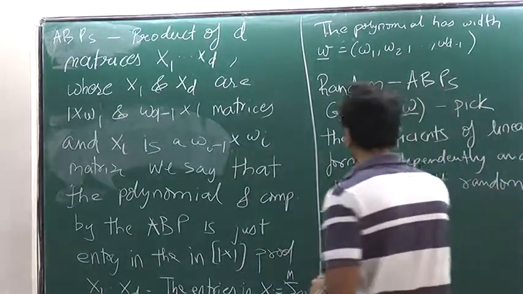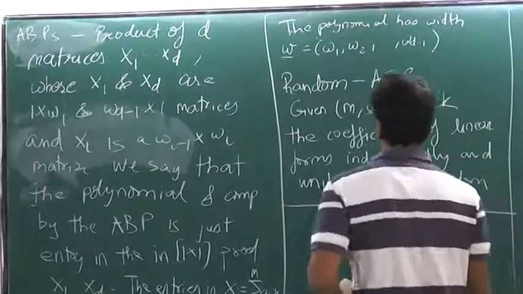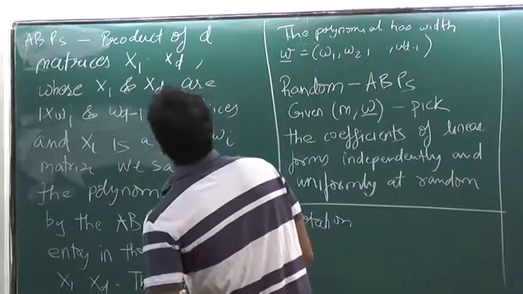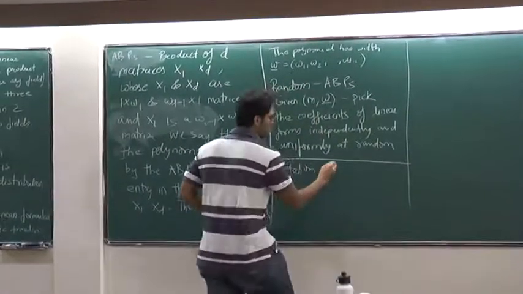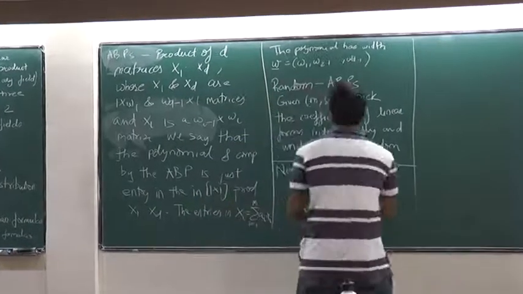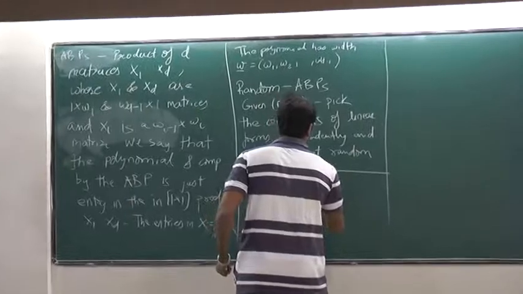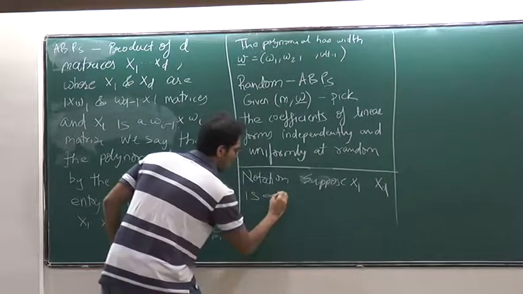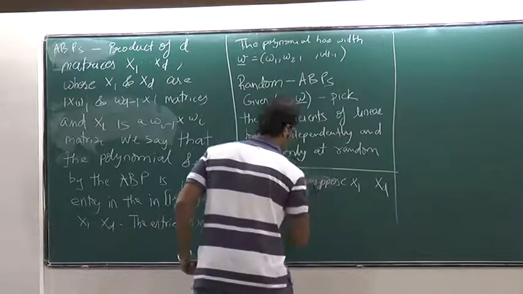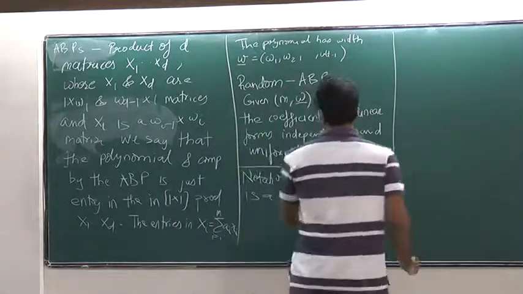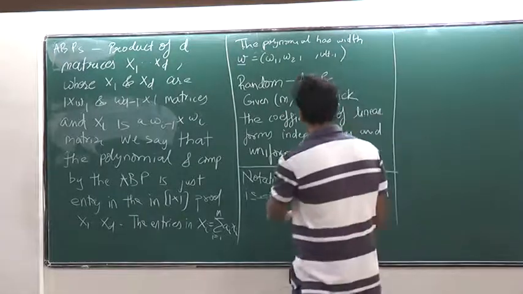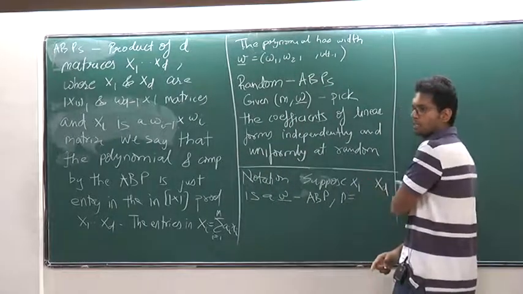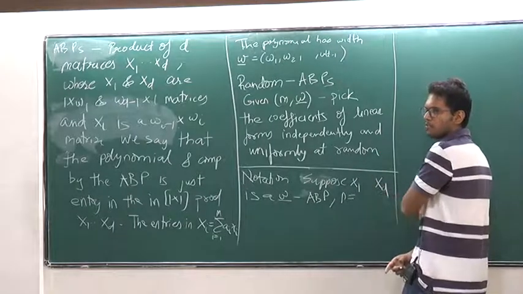Fine. So, some notation. Suppose x1, x2, ..., xd is a width W ABP, and I would use n to denote the total number of linear forms in the matrices combined, like the number of linear forms in x1 plus the number of linear forms in x2, and so on.